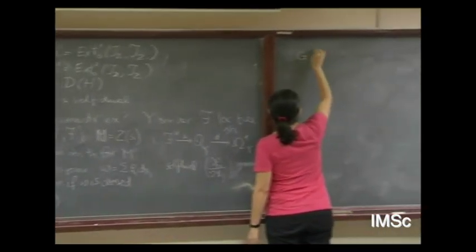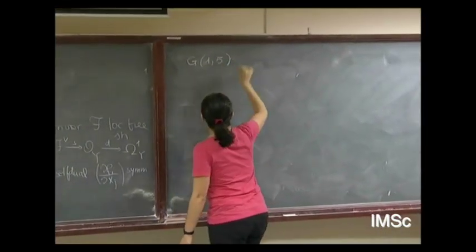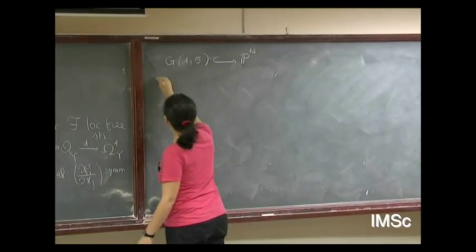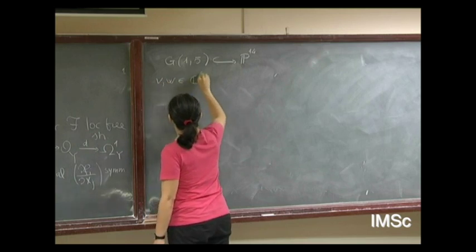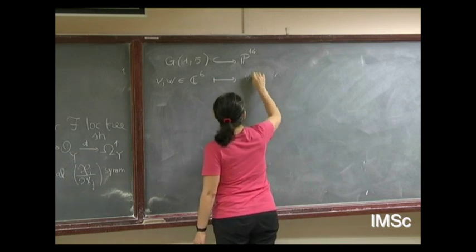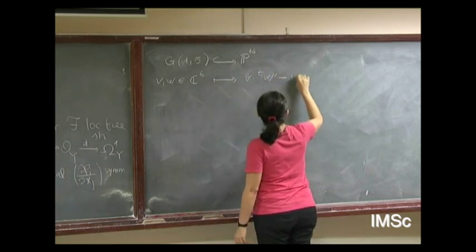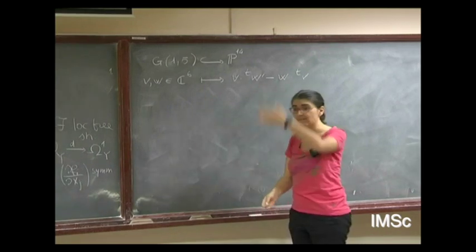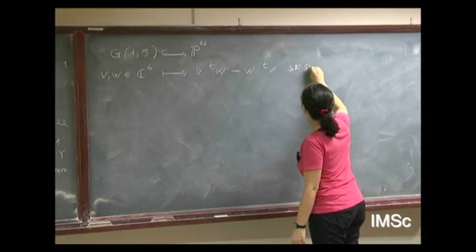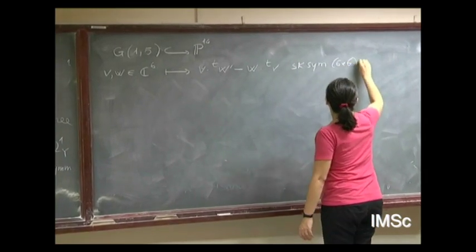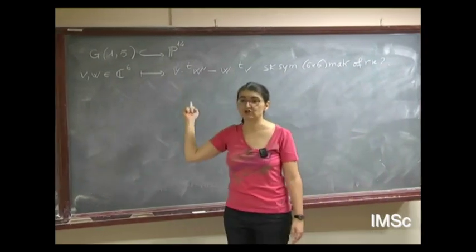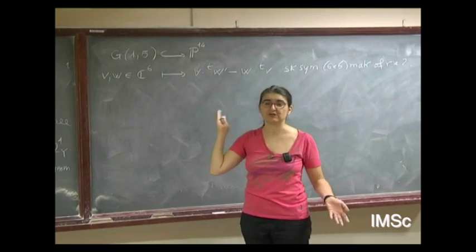I hope you know this trick. If you take G(1,5), there is a nice way to embed it in P^14, which is as follows. You take v and w in C^6, the generators, and you map them to v times transpose of w minus w times transpose of v. I tend to view my vectors as column vectors. So this is a skew symmetric 6 by 6 matrix of rank 2. And if you change generators, you only change up to scalars.